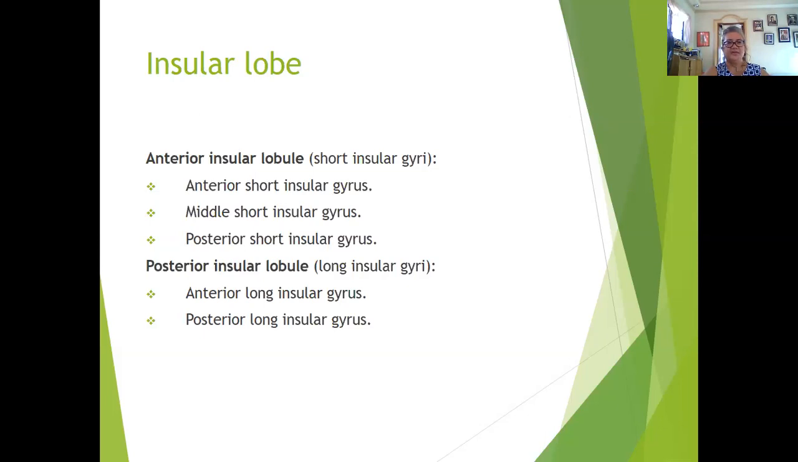Your anterior insular lobule is made up of your anterior short insular gyrus, middle short insular gyrus, and a posterior short insular gyrus. While the posterior insular lobule, which is also known as the long insular gyri, is made up of your anterior long insular gyrus and the posterior long insular gyrus.